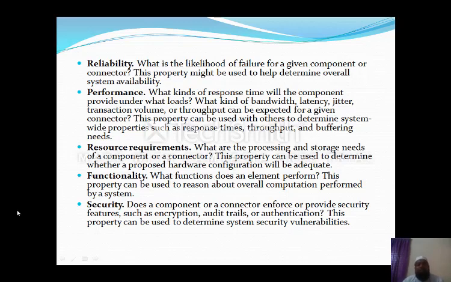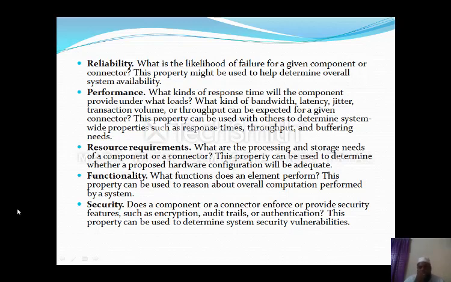Performance. What kinds of response time will the component provide under what loads? What kind of bandwidth, latency, jitter control, transaction volumes or throughput can be expected for a given connector? This property can be used with others to determine system-wide properties such as response times, throughput and buffering methods. So performance plays a vital role, along with availability, in giving respect to response time. Then only can we say that it is performing software. Resource requirements. What are the processing and storage needs of a component or connector?